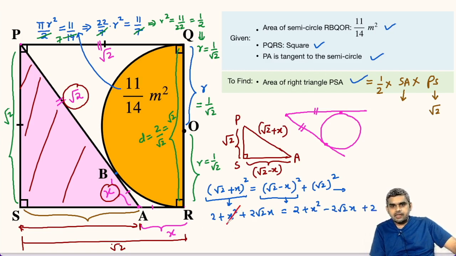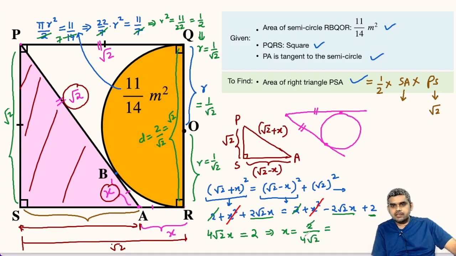We can cancel x square from both sides and separate the terms with variables on one side. So this will be 4 root 2x equals, also 2 and 2 will get cancelled, only this 2 will remain here, so we can write equal to 2. So x will be equal to 2 divided by 4 root 2. We can cancel it twice, so 1 upon 2 root 2. So the value of x is 1 upon 2 root 2.